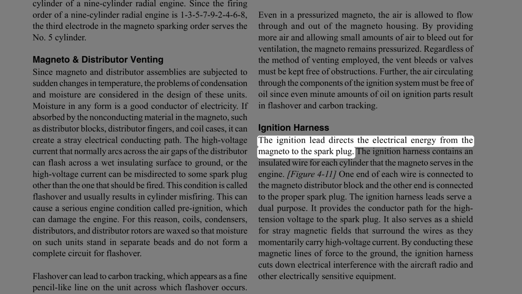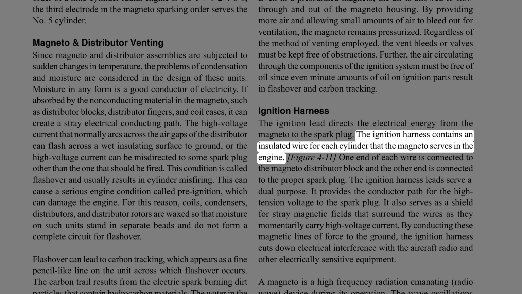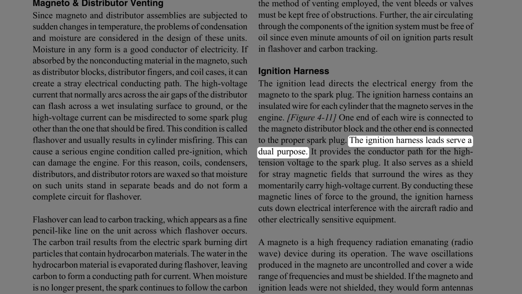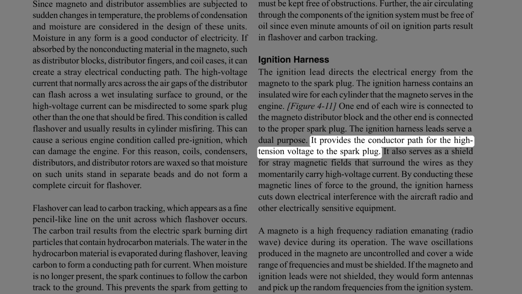Ignition harness. The ignition lead directs the electrical energy from the magneto to the spark plug. The ignition harness contains an insulated wire for each cylinder that the magneto serves in the engine. One end of each wire is connected to the magneto distributor block and the other end is connected to the proper spark plug. The ignition harness leads serve a dual purpose. It provides the conductor path for the high-tension voltage to the spark plug.